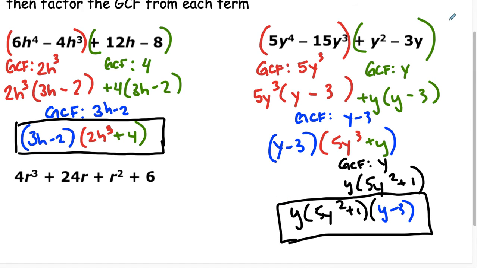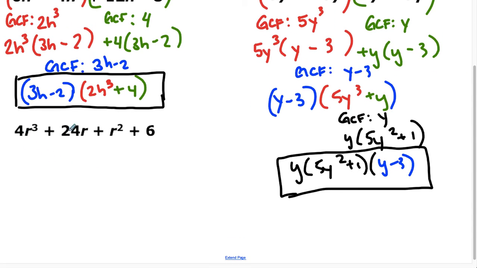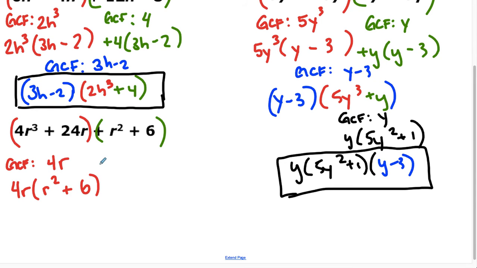Okay? All right, why don't you pause this video to see if you can do the last one by yourself. Okay, so if the steps were done correctly, you probably grouped the first terms and then grouped the second terms. The first group's GCF is 4r. If I factor out a 4r, what I have left is r squared plus 6.